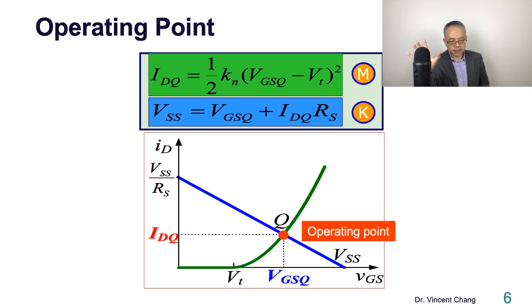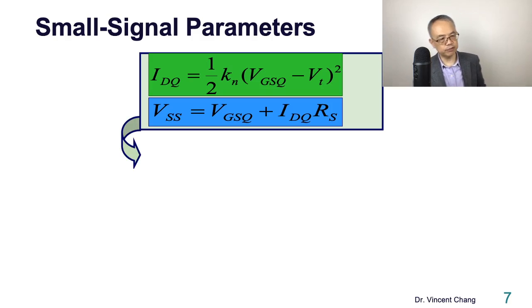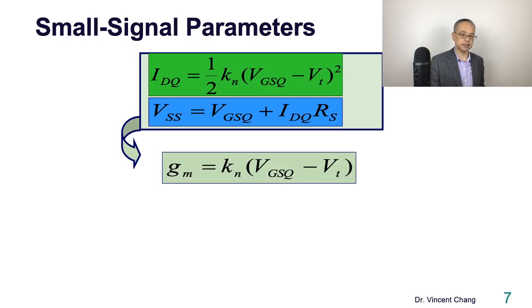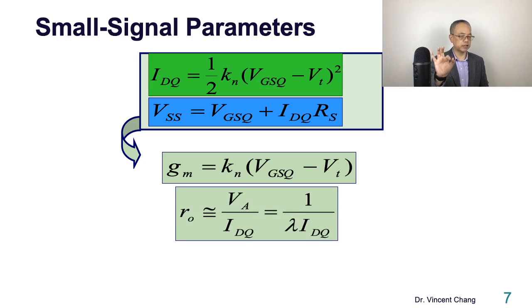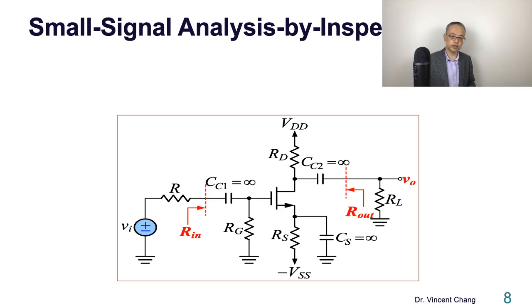Once the DC bias current and voltage have been solved, we have no problem figuring out the small signal parameters. The first parameter is the small signal transconductance, and also the small signal output resistance. This is the small signal parameter. Based on these, we have something to plug in once we figure out the expression for the input resistance, output resistance, or small signal voltage gain later.